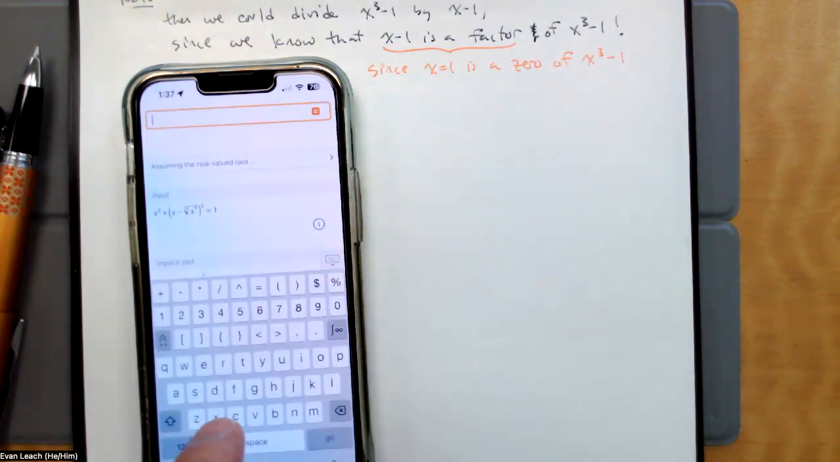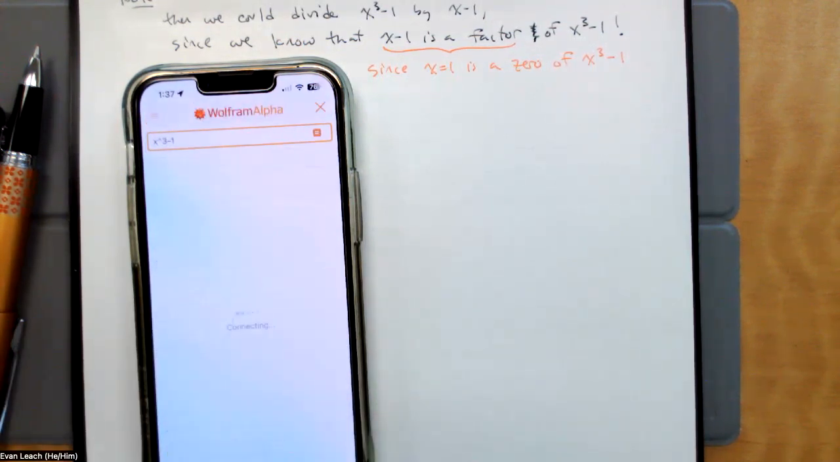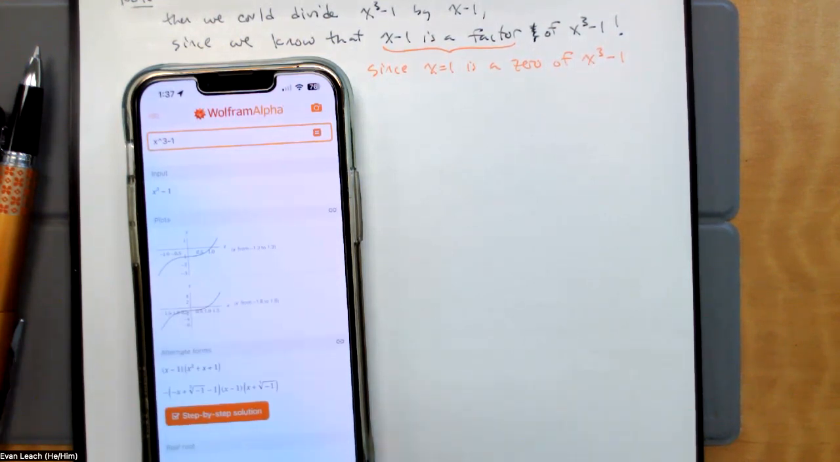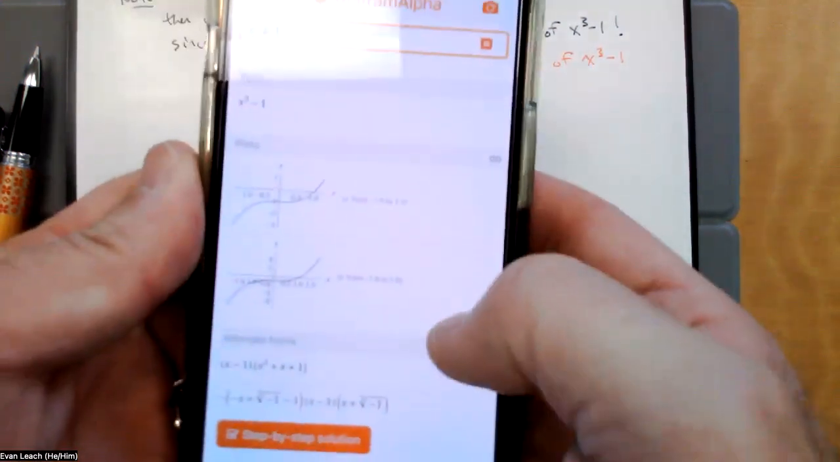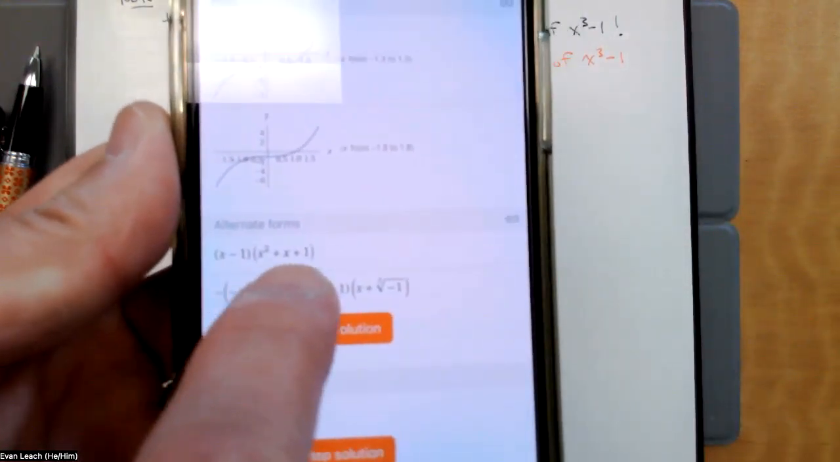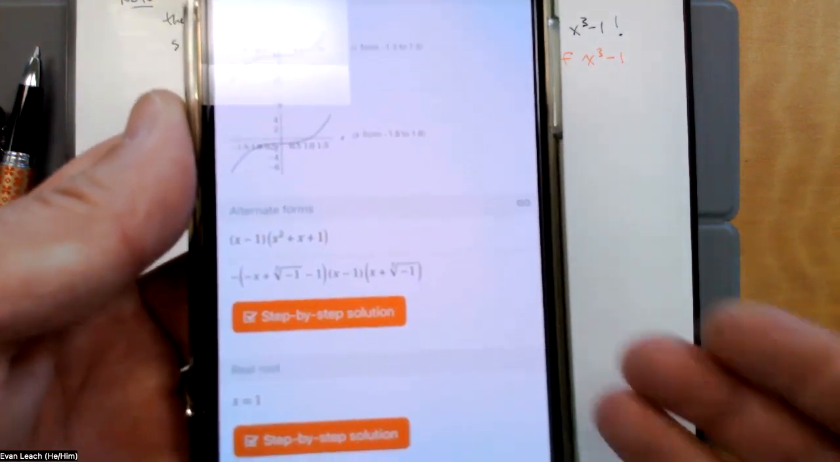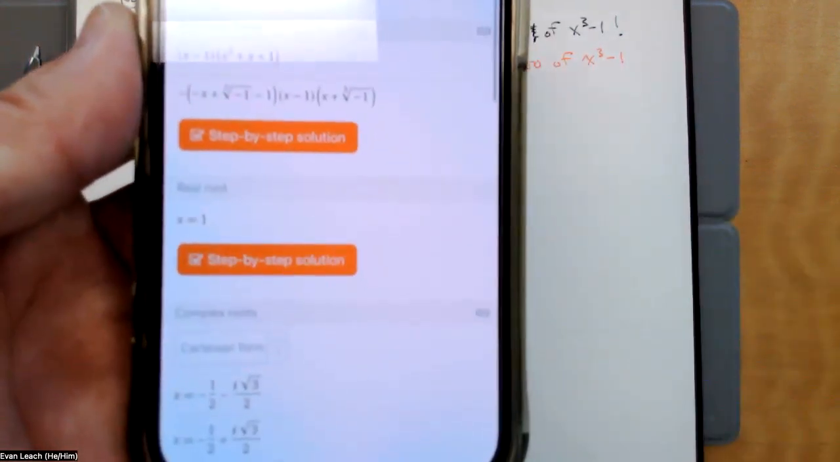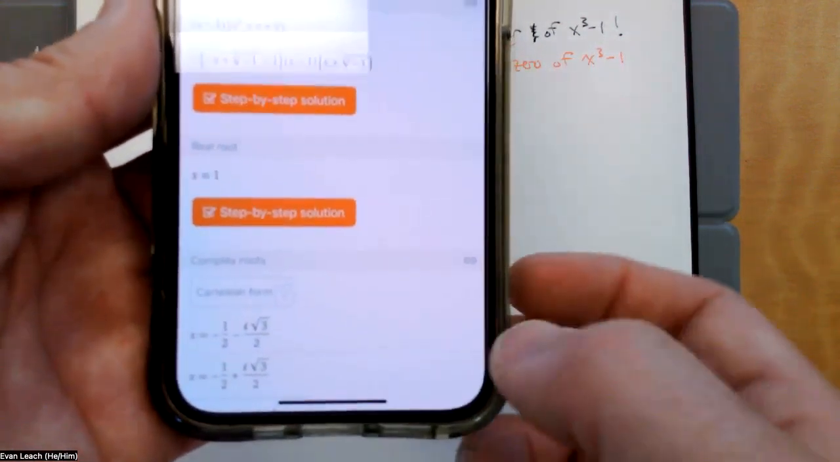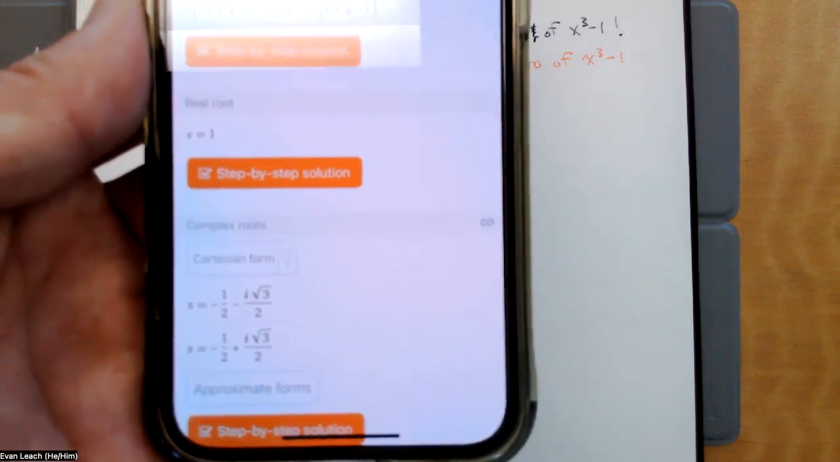But if we had a much more boring equation, x cubed minus 1, or more boring function, there's an alternate form, x minus 1 times x squared plus x plus 1. So here would be the other way that we remember. There's our real root at x equals 1, and there are complex roots, -1/2 plus and minus √3/2 times i.